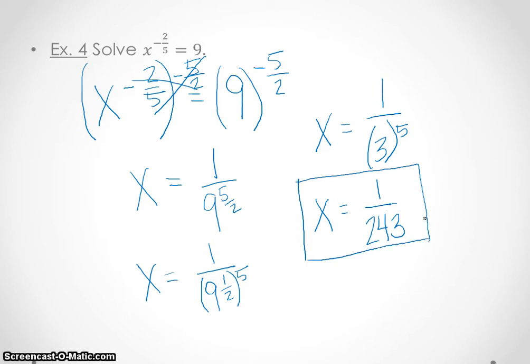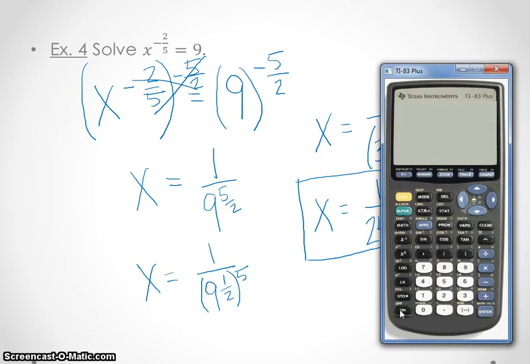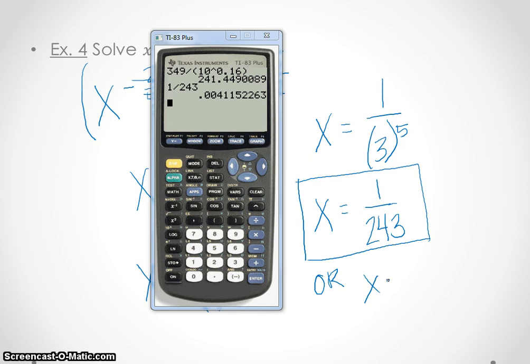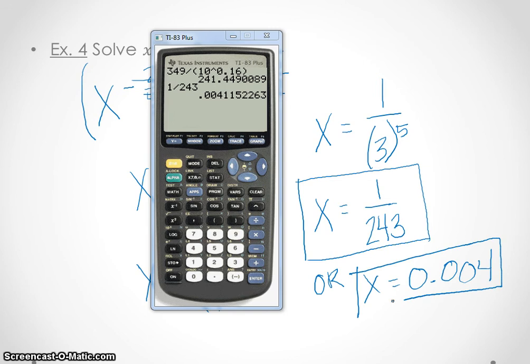Or I could actually figure out what kind of decimal that is. So 1 over 243. Enter. And that's 0.004. So just for those of you who like decimals, we can write that one down too. So we could say, or x equals 0.004. And that's, you know, an okay answer, I suppose.